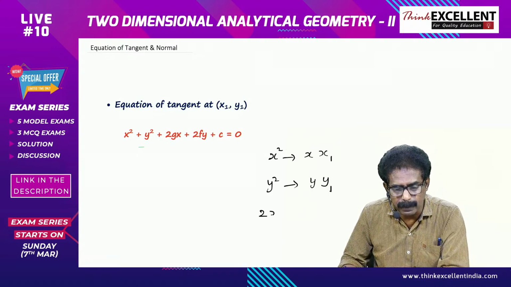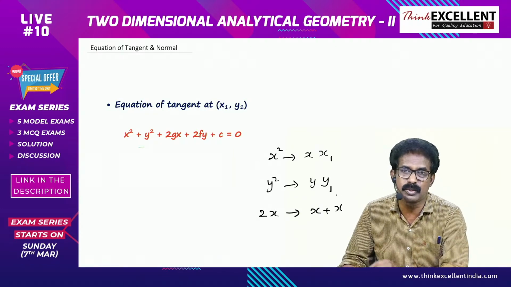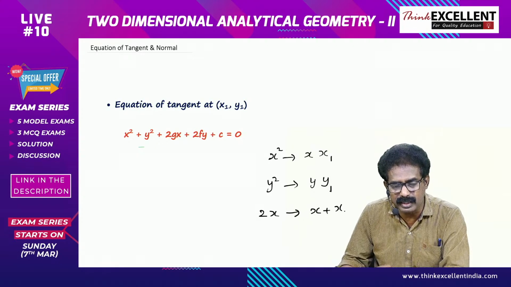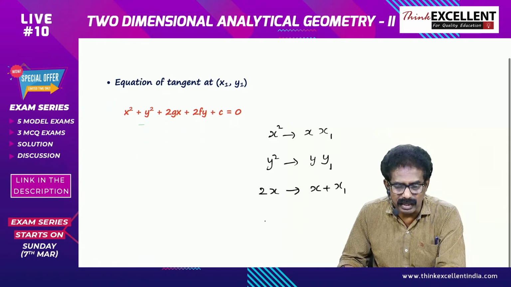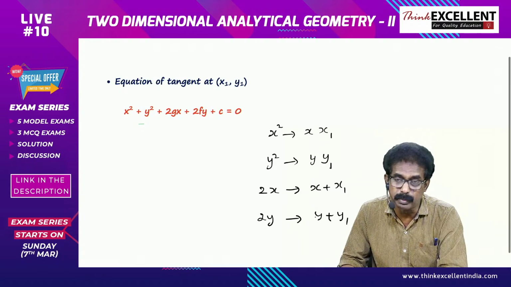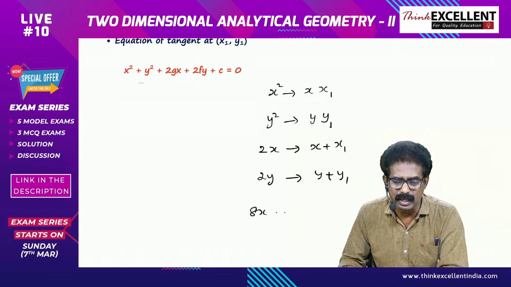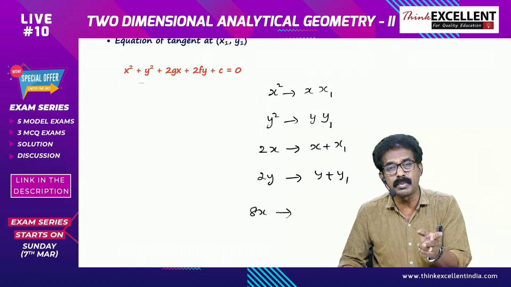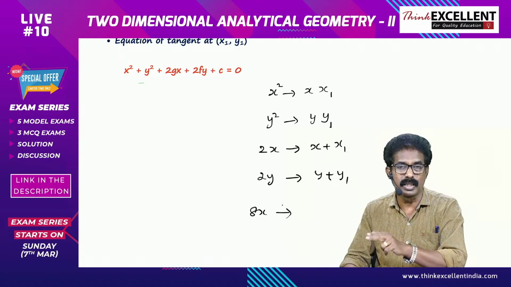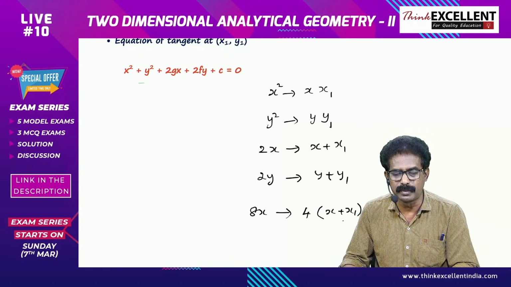If 2x comes, 2x can be written as x plus x. x plus x is 2x, so one x stays as it is, and the other x you write as x1. Same way, if 2y comes, y plus y1. Hope you understood. You may ask, sir, then what to do if 8x comes? I wanted 2x. So 8 we can write as 4 into 2, so 4 into 2x, and that 2x becomes x plus x1.